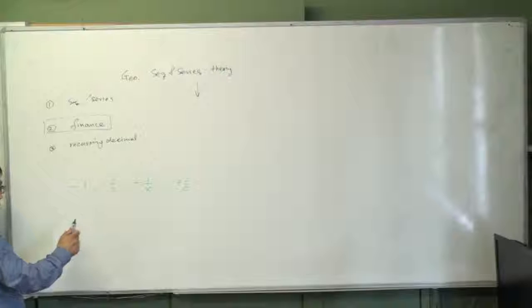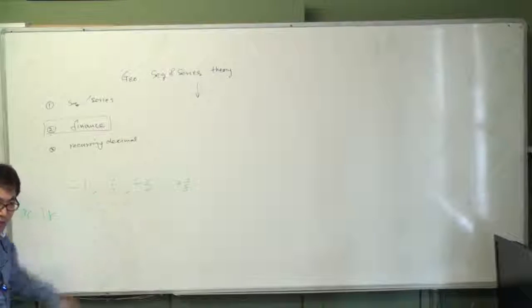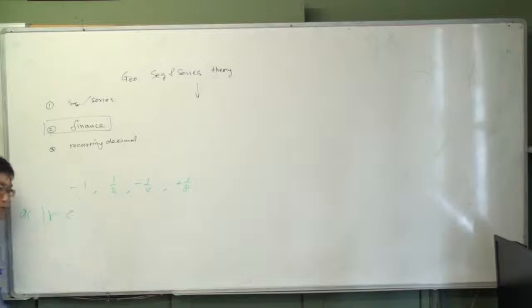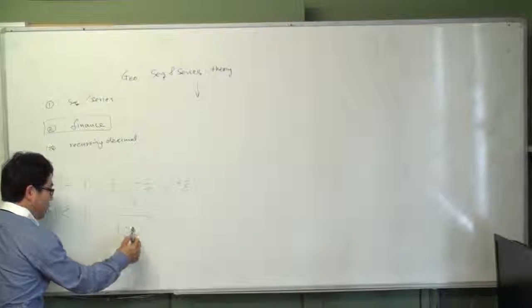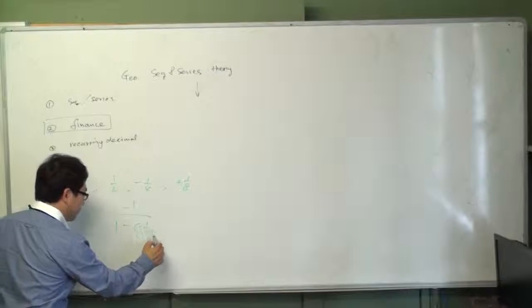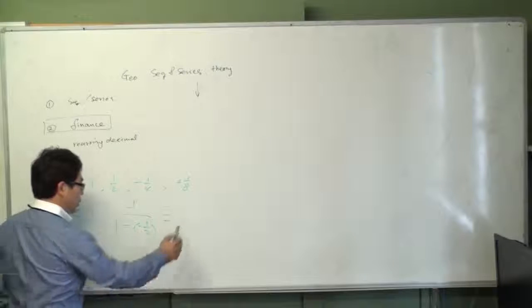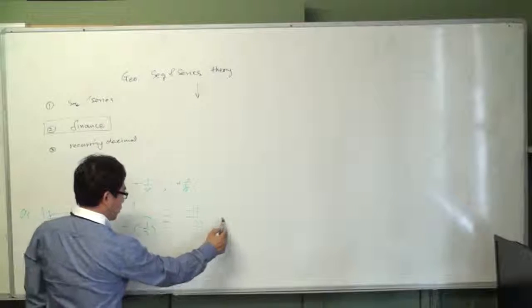Then what's the formula? When you use the formula, remember what you have to start with: if R is less than 1. Obvious in this case. As the first term is minus 1, the answer is minus 1 over 1 minus the ratio, which is minus half. So minus 1 over 3 on 2, so minus 2 on 3.